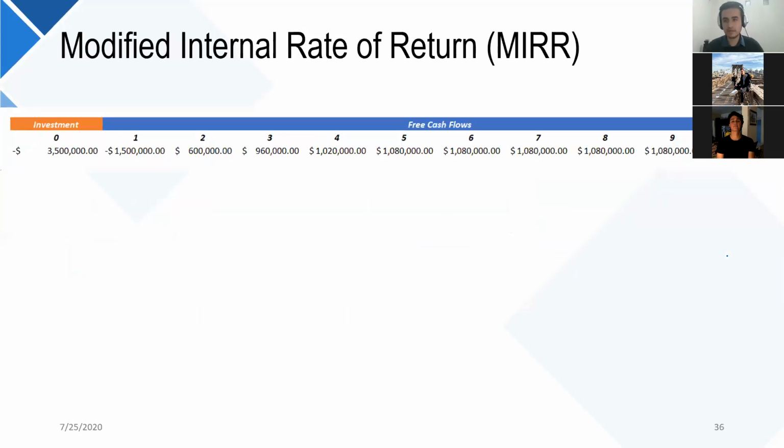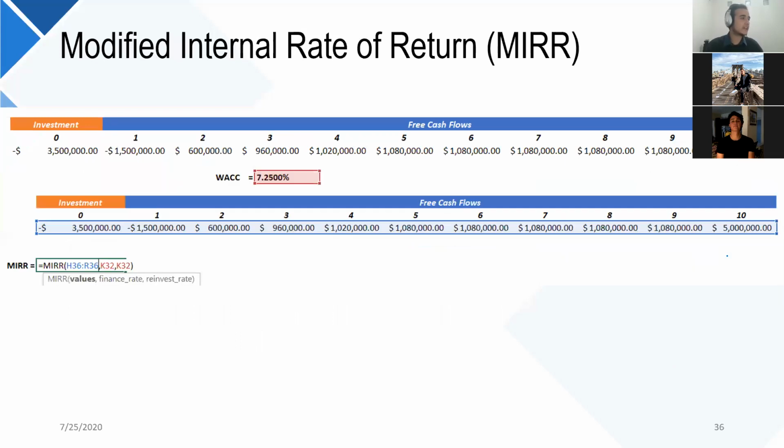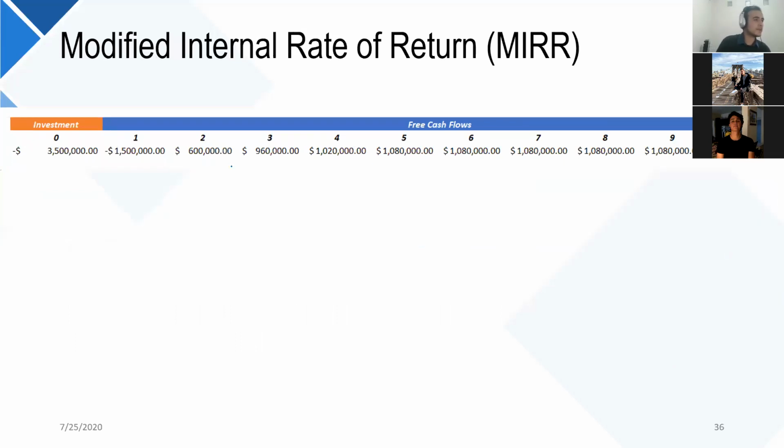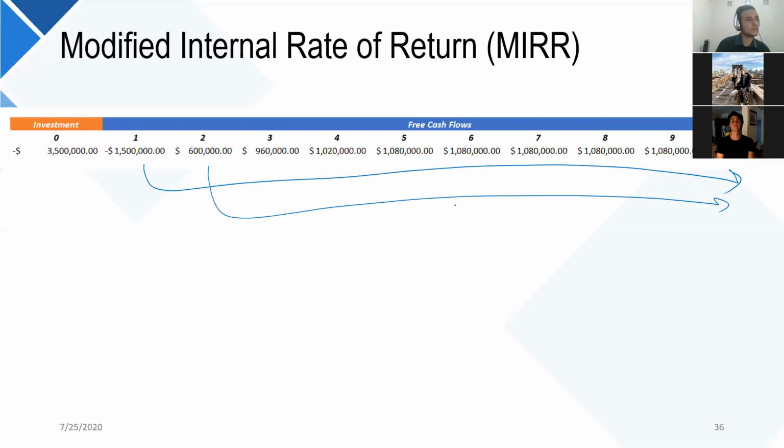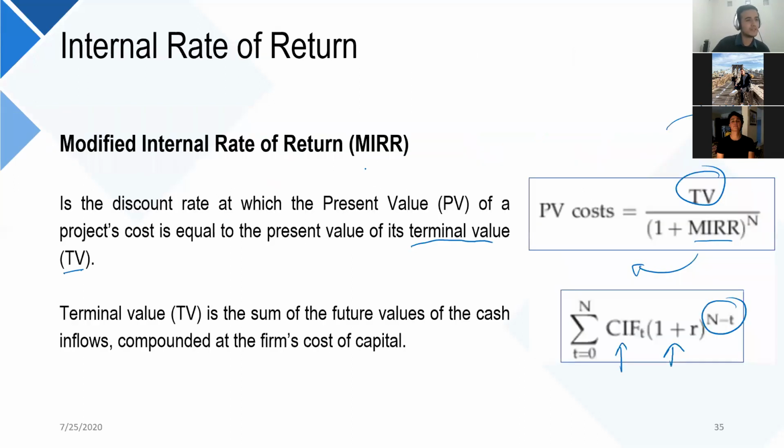So let's see an example of the modified internal rate of return. First off, you have the cash flows and you have your WACC. Here what you will be doing is that you need to take this one here to the future, this one here to the future, this one here to the future, okay? So for example, let's take this one and let's take just the formula. The formula says that we need to take the cash flow and compound it to the end of the project.